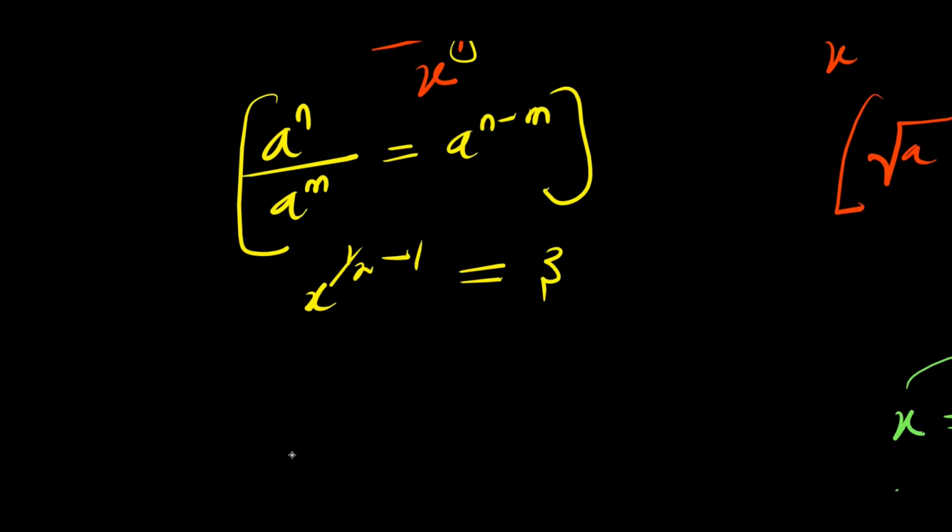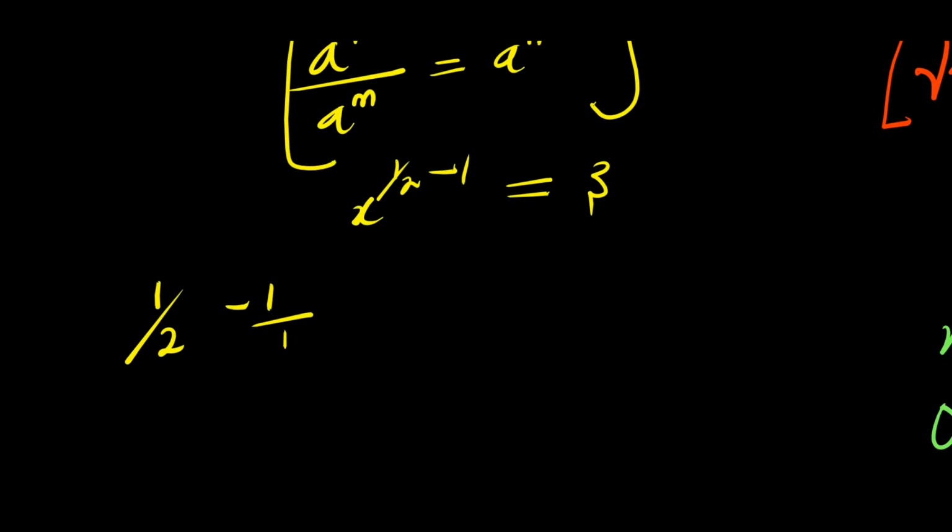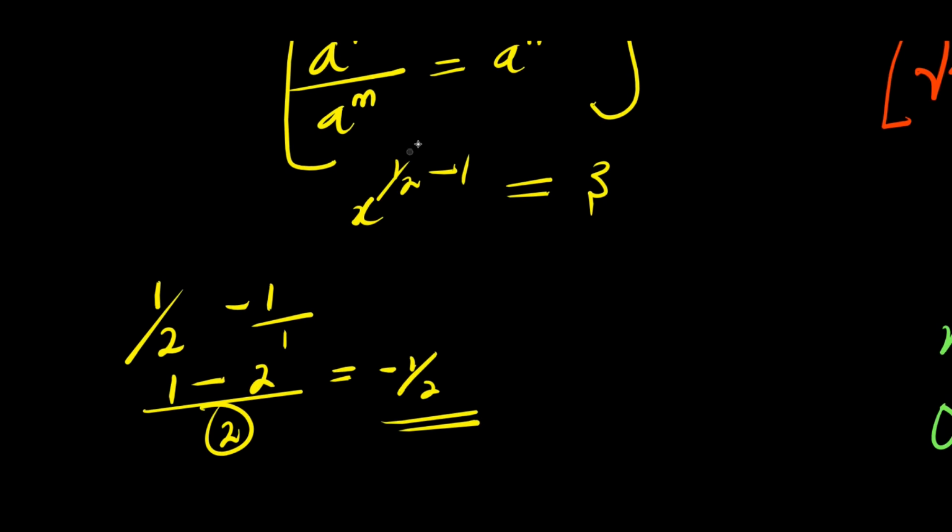So what I'm going to do will be to subtract 1 from 1 over 2. If you have 1 over 2 minus 1 over 1, I find the common LCM, which is 2. 2 divides 1, 1 times 1 I have 1, minus 2 divides 1, 2 times 1 I have 2. Negative 1 over 2. So 1 over 2 minus 1 is negative 1 over 2. That means I have x power negative 1 over 2 equals 3.